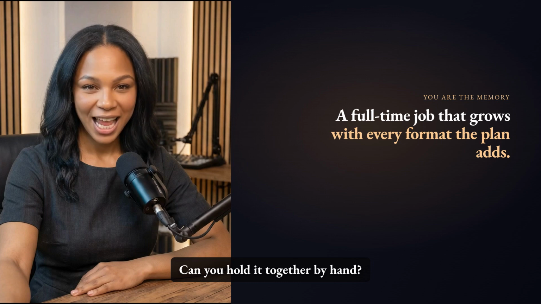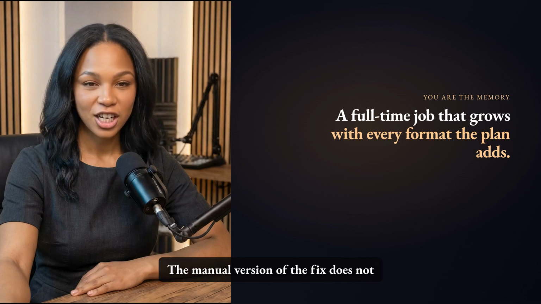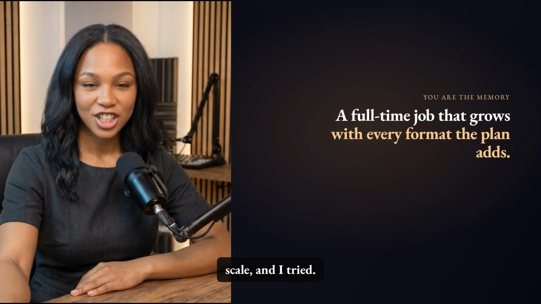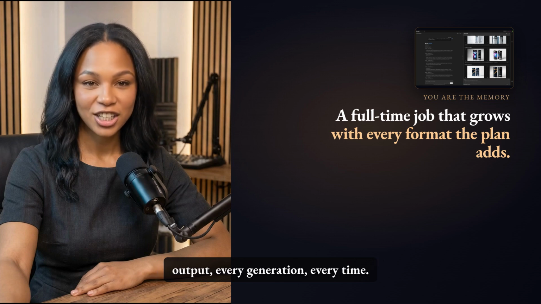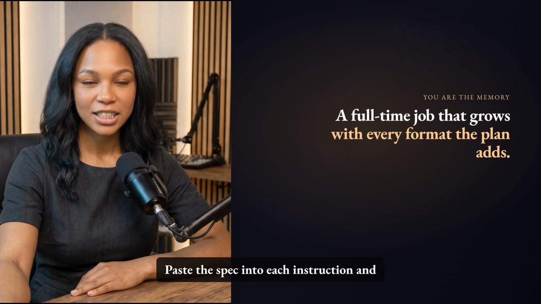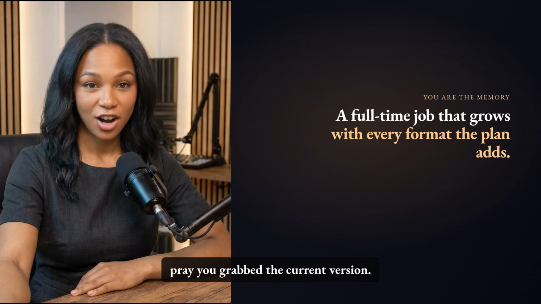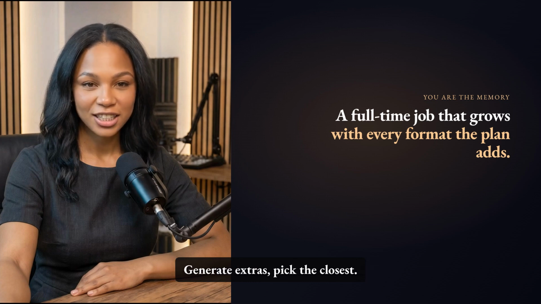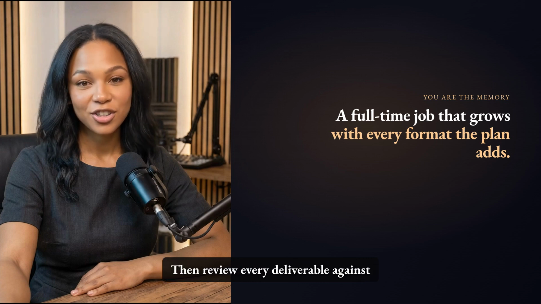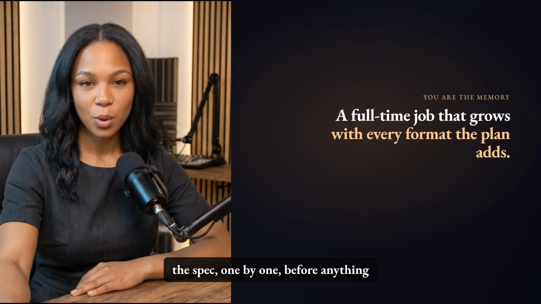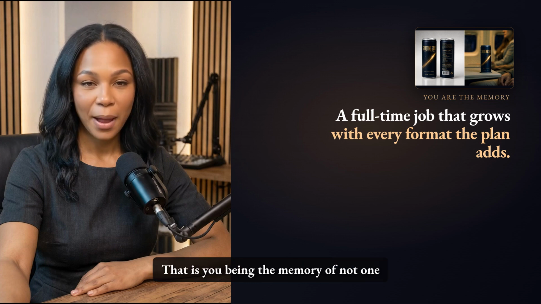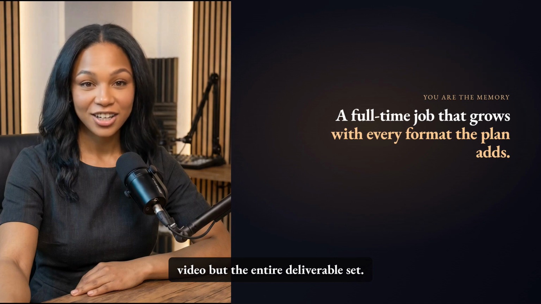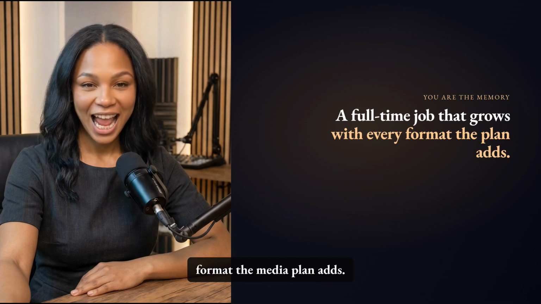Can you hold it together by hand? The manual version of the fix does not scale, and I tried. Reattach the right references for every output, every generation, every time. Paste the spec into each instruction and pray you grabbed the current version. Generate extras, pick the closest. Then review every deliverable against the spec, one by one, before anything ships to a placement. That is you being the memory of not one video, but the entire deliverable set. The job grows full-time with every format the media plan adds.